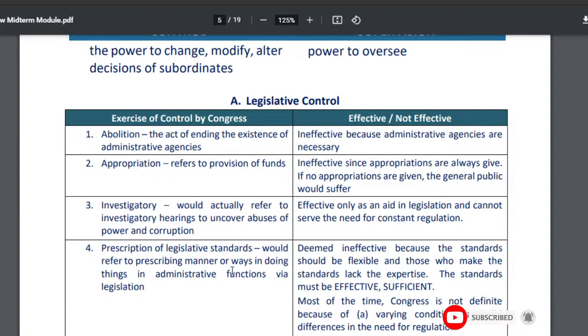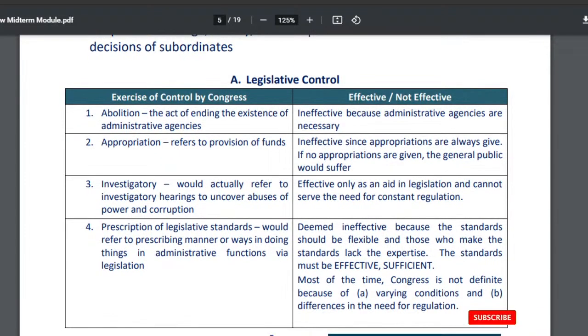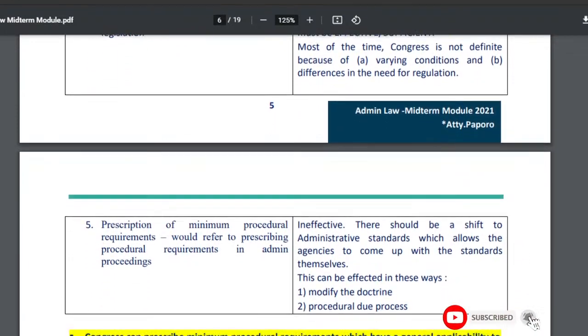The legislature cannot say that this particular standard is no longer useful and we should do this instead, because they are not there in the executive branch, in that office, who can actually determine that such standard is lacking or ineffective. They are not the ones who execute. Those people who can actually say what standards should be imposed or implemented are the ones in the office. That's why there's a need to be flexible, to make the standards flexible and efficient. The legislators, the Congress, for example, lack that expertise. The standards must be effective and sufficient. Most of the time, Congress is not definite because of varying conditions and differences in the need for regulation.